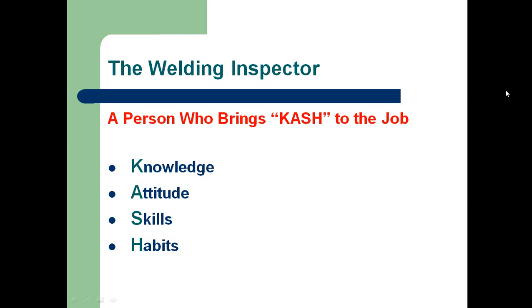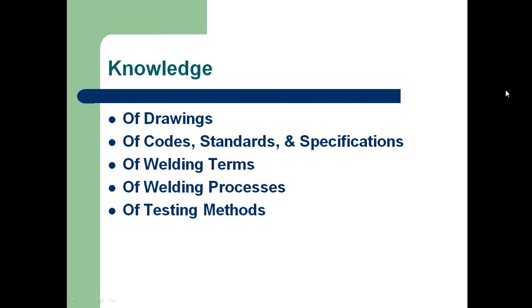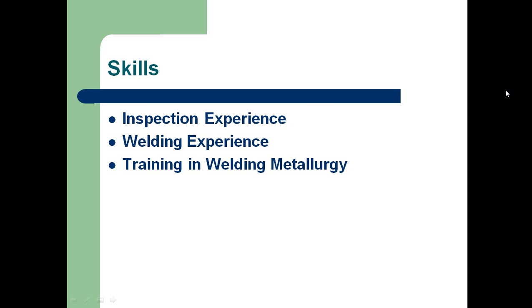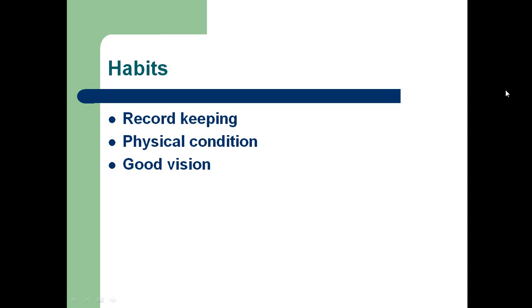Here we have the abbreviation of CASH. What is CASH? CASH is knowledge, attitude, skills, habits. What about the knowledge? The knowledge of drawings, codes, terms and expressions, the processes, and the testing. The attitude of the inspector: fair, practical, consistent, commitment. We have the skills requirement and the habits required.